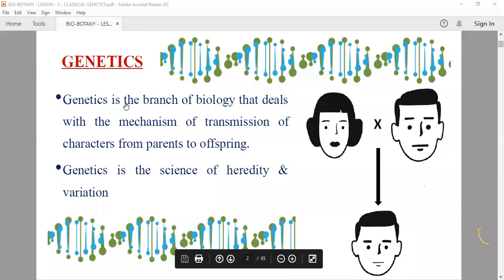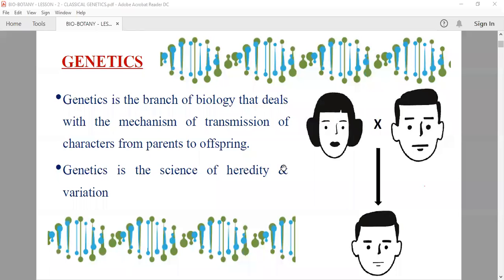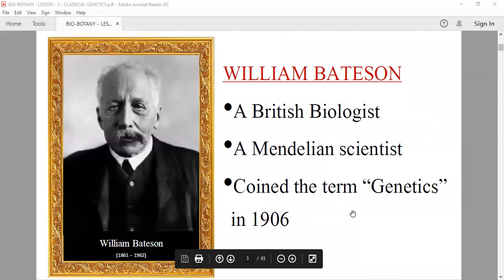Okay. Let us start with the topic genetics. Genetics is a branch of biology that deals with the mechanism of transmission of characters from parents to offsprings. This is one definition, and another definition is that genetics is the science of heredity and variation. Here you can see the picture. This is actually the parents. The characters are transferred from the parents to the offsprings. So this is about the definition.